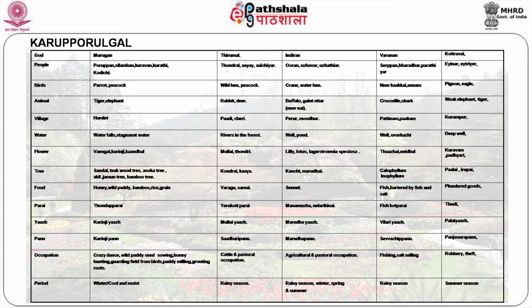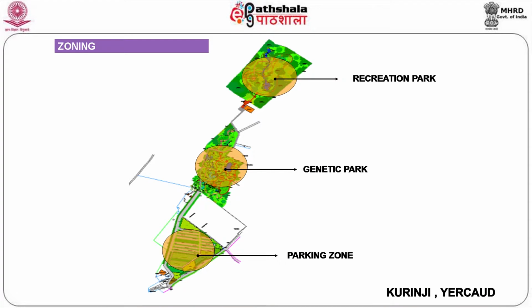What I have given here is repeated in all the 5 gardens, that is 5 types of landform: Kurinji, Mullai, Marudam, Neidal and Palai. So that is the chart given here. So when we talk about Kurinji, all the things come up here.